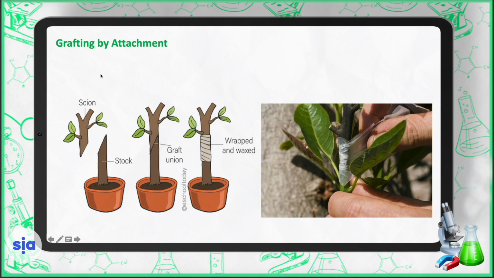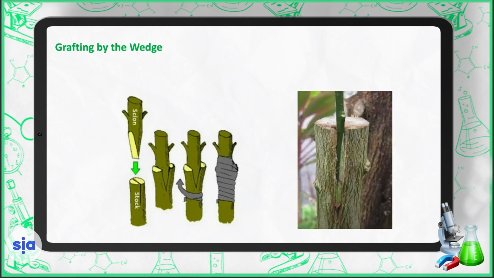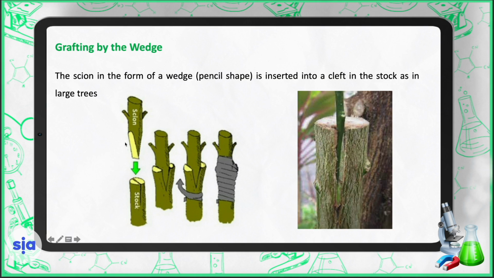How are we going to do grafting by attachment? The scion is attached to the stalk and wrapped like in the picture. This, for example, can take place in mango trees. And we have also grafting by the wedge, where the scion is cut in the form of a wedge, pencil shape, and it is inserted into a cleft in the stalk, as in large trees.